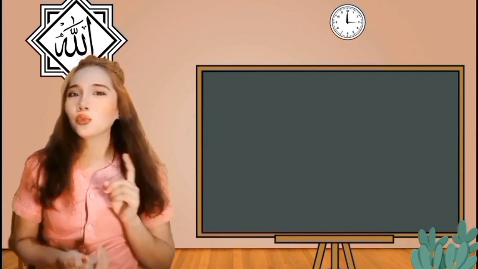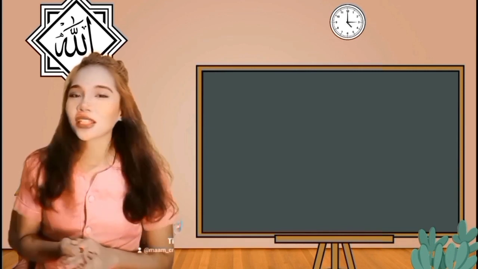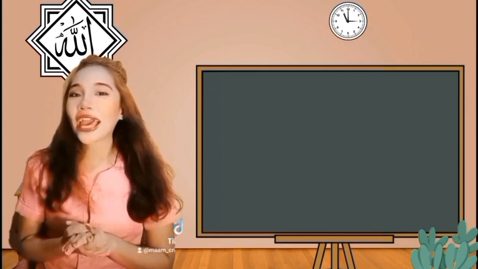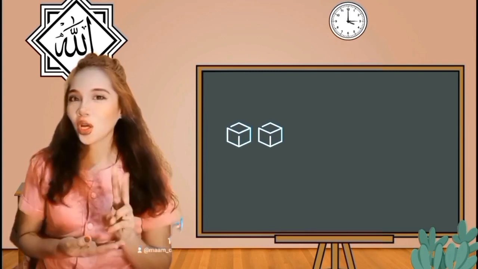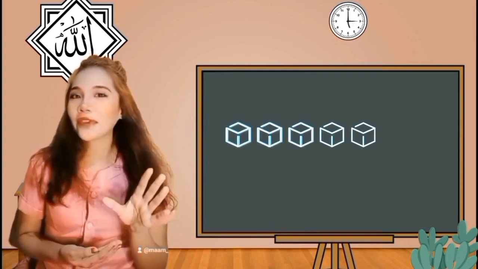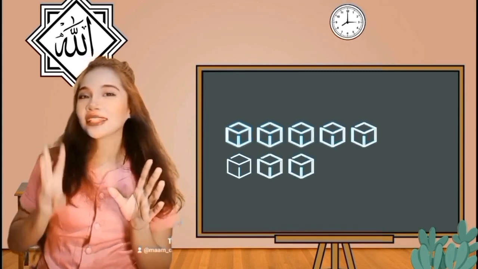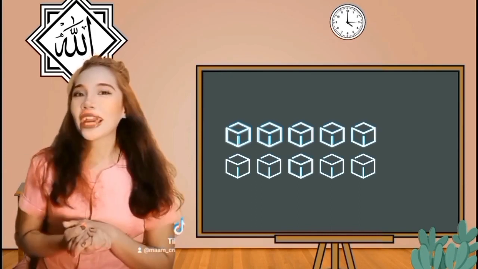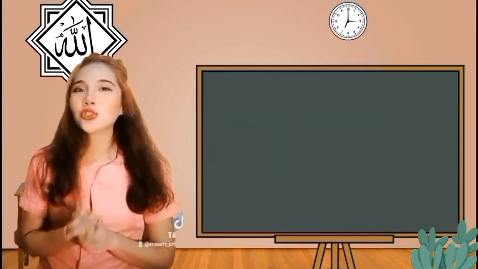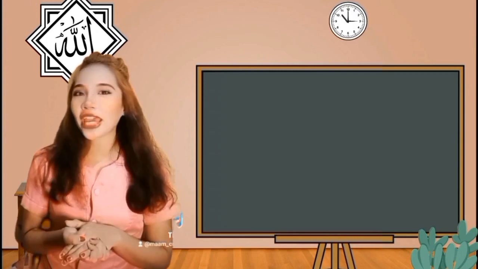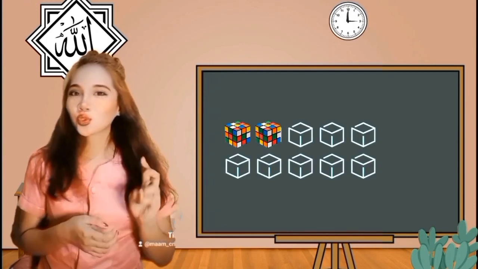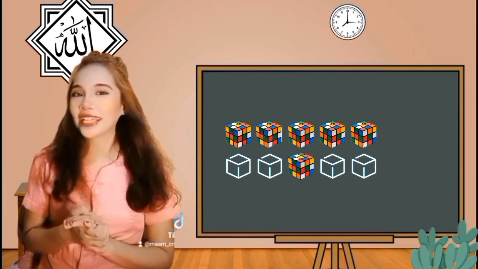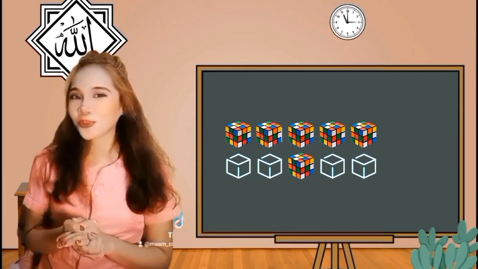Now, how can we visualize it using blocks? We have a denominator of 10, so we will make 10 cubes. 1, 2, 3, 4, 5, 6, 7, 8, 9, and 10. And this is our denominator. We have 10. Then, our numerator is 6. So, we are going to shade 6 cubes. 1, 2, 3, 4, 5, and 6. And that's how we visualize decimals using blocks or cubes.